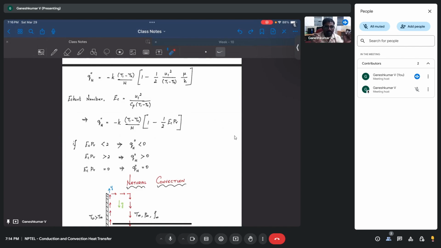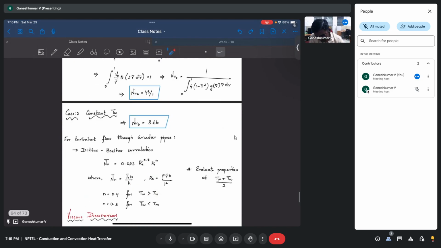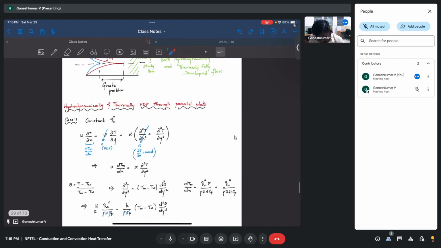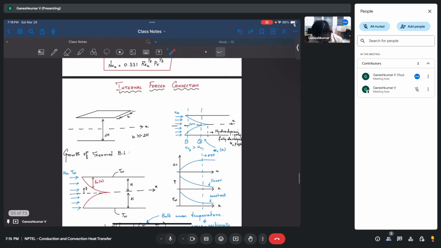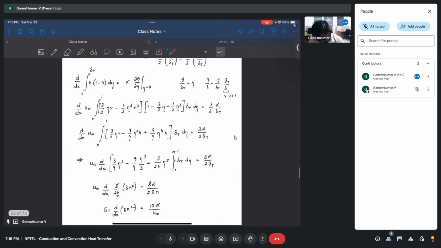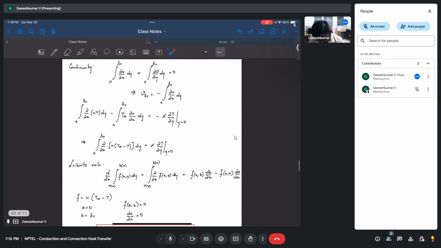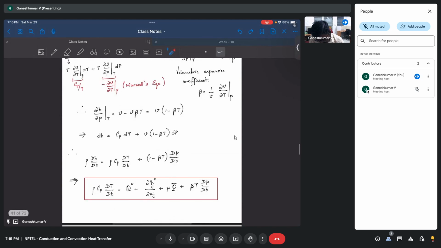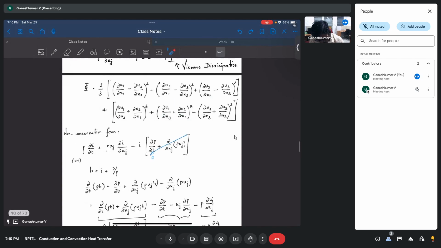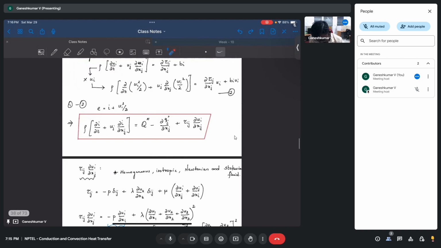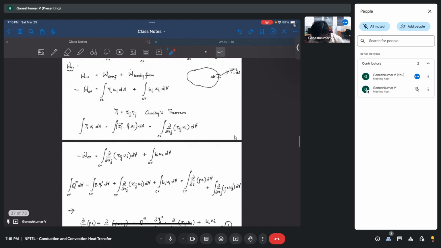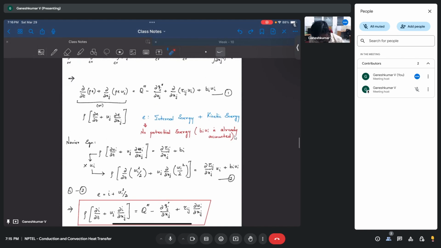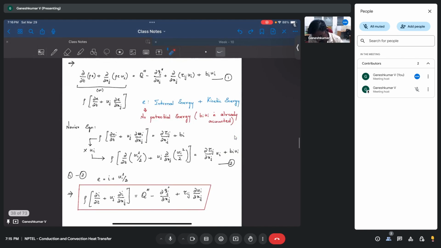So if you see a total energy equation, you'll be very clear. Let's go back to energy. I think it's been long since we studied the energy equation. Yeah, here we studied the energy equation, right? So now you have internal energy plus kinetic energy. So this is your total energy equation.